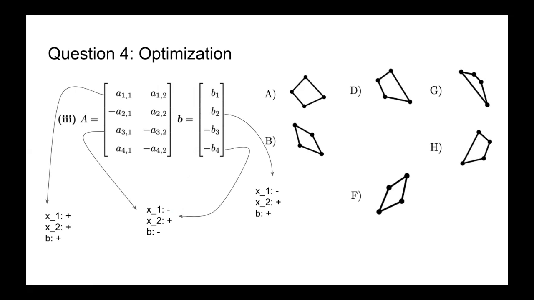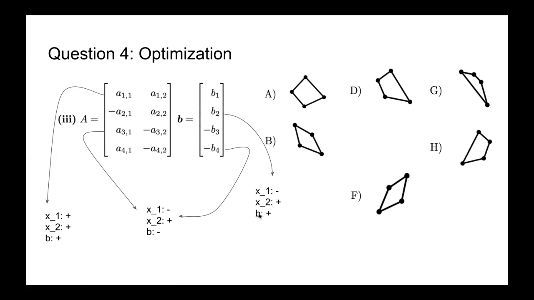For the second constraint, we can see that the x1 intercept would be negative because if we set x2 to 0, then that means x1 would be equal to b2 divided by negative a2,1, which means that the sign on our x1 intercept will be negative. We can also calculate the x2 intercept, and we'd see that the value is positive.